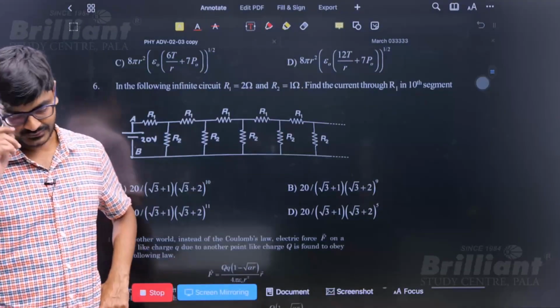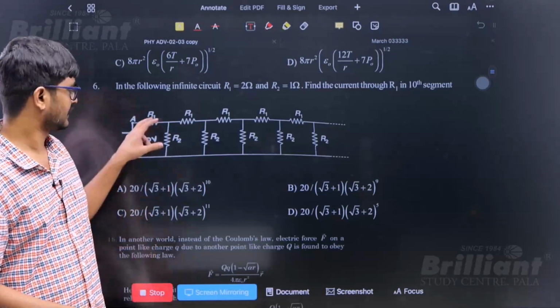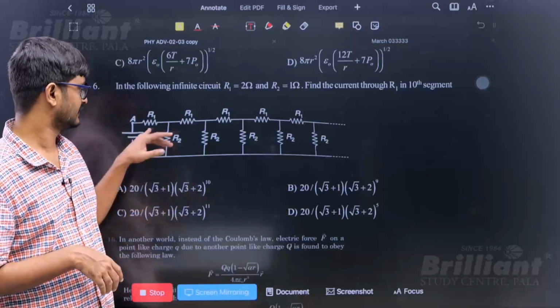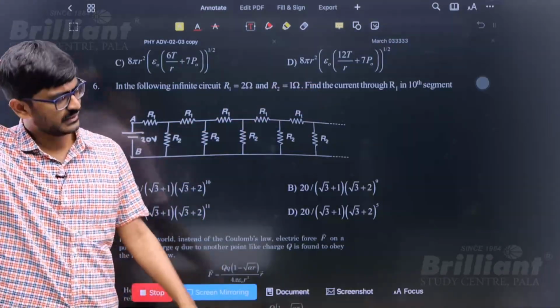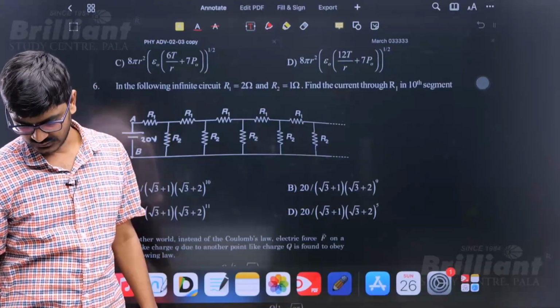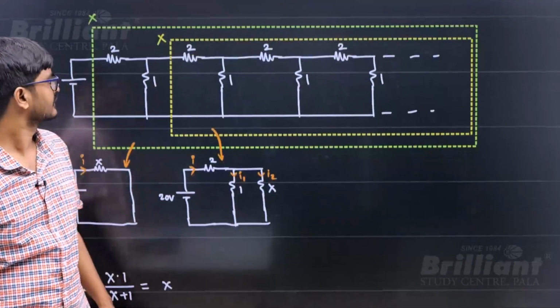The next question. In the following infinite circuit, R1 equals 2 and R2 equals 1, find the current through R1 in the 10th segment. 1, 2, 3, so the 10th segment. In all these kinds of questions, we'll be finding the effective resistance in the first place. So how will we find the effective resistance?